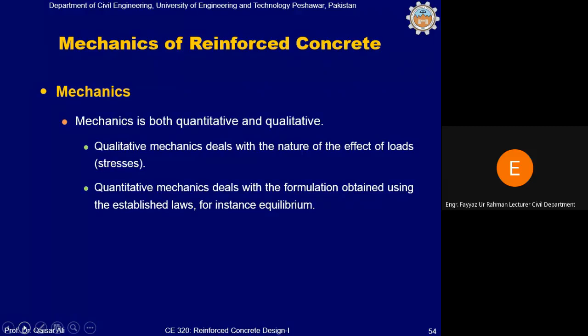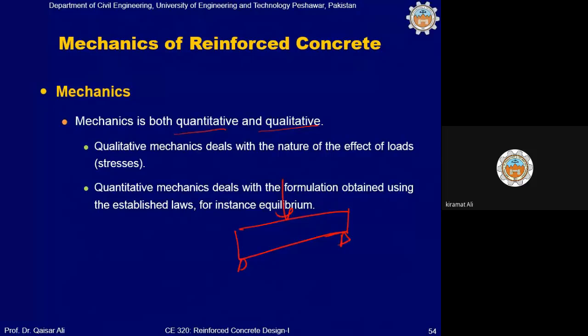So mechanics can be qualitative and quantitative. In simple words, qualitative means, for example, you have a simply supported beam subjected to this loading. Now tell me, where will be compressive stresses, in the top fiber or in the bottom fiber? Top fiber. In the top fiber there will be compressive stresses and in the bottom fiber tensile stresses. This is known as qualitative mechanics.